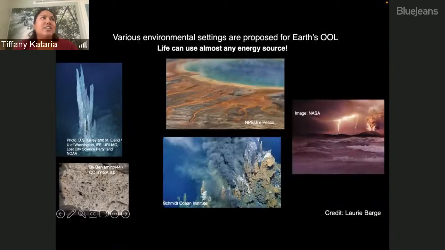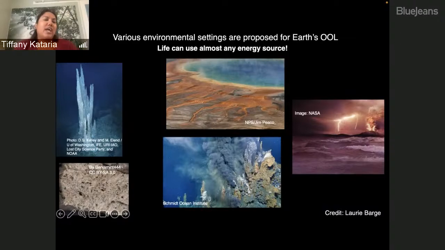Okay. Various environmental settings have been proposed for the origin of life. I think this is another topic where there's definitely a lot of conversation taking place on where that could have occurred, which is maybe good news for us in studying exoplanets, right? It means that there are plenty of environments where life could originate, right? It makes it easier for us, maybe. So Lori Barge and her lab, the OHL lab I was just mentioning, focus a lot on hydrothermal vents as a site on early Earth for the origin of life.